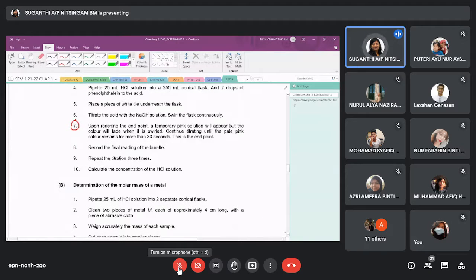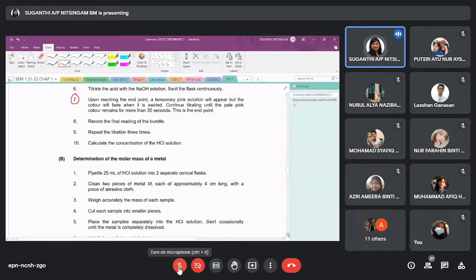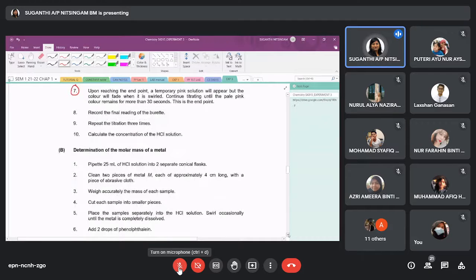Okay, the second part here, determining the molar mass of metal, you pipette 25 ml of HCl solution into 2 separate conical flasks. Bukan guna yang pertama ni, yang pertama tu dah ubah warna, so habis sahaja, discard, buang saja. Pipette 25 ml of the solution, 2 separate conical flasks. Clean 2 pieces of metal, each approximately 4 cm long, with an abrasive cloth. Bersihkan tu dulu. Okay, then you weigh it. Weigh kita guna apa?